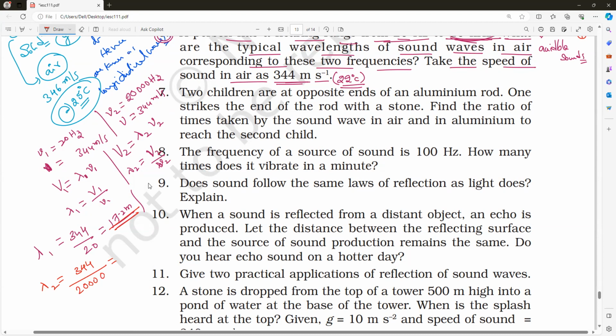So next one, 344 divided by 20,000. Solve this one. How much will it come? 344 divided by 20 means 0.0172 meters. That is the answer. That's all.